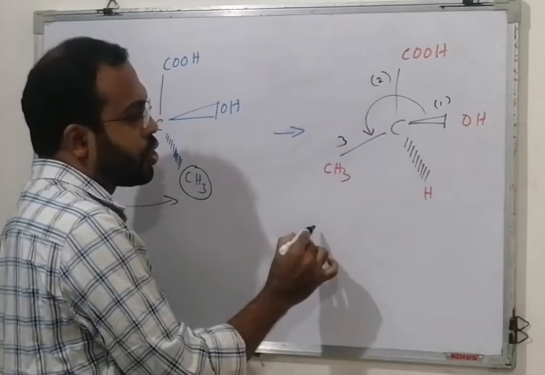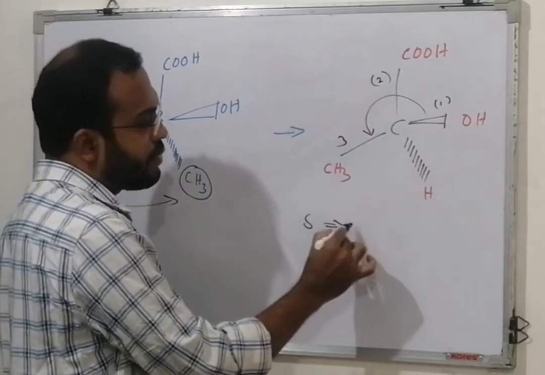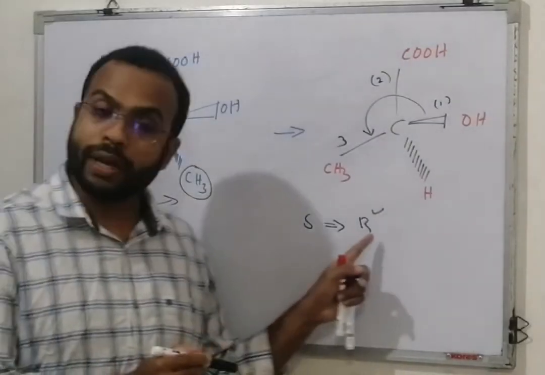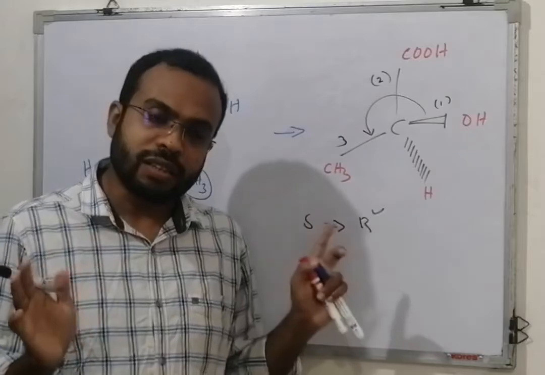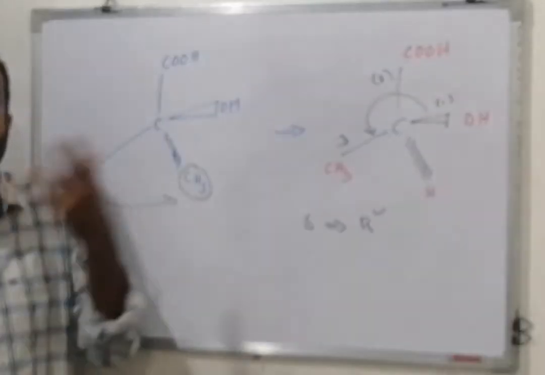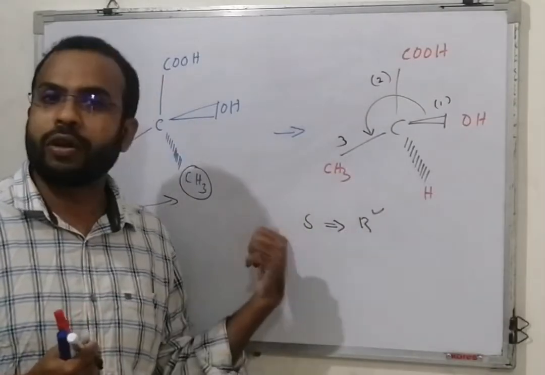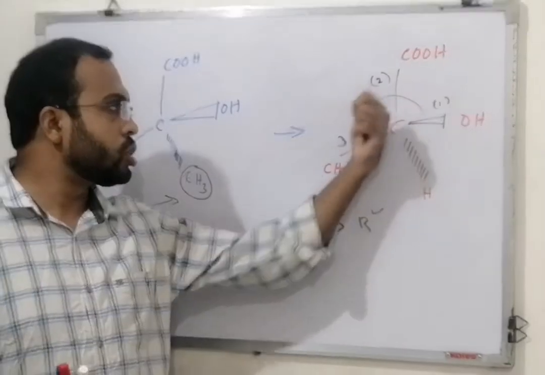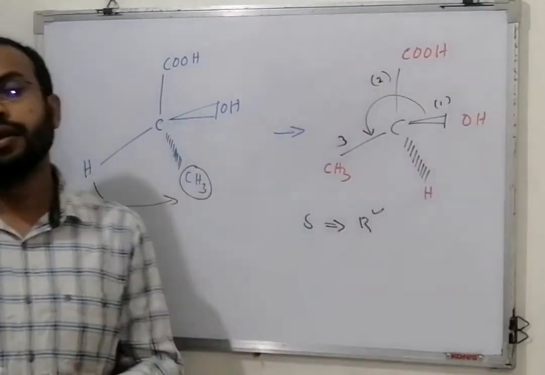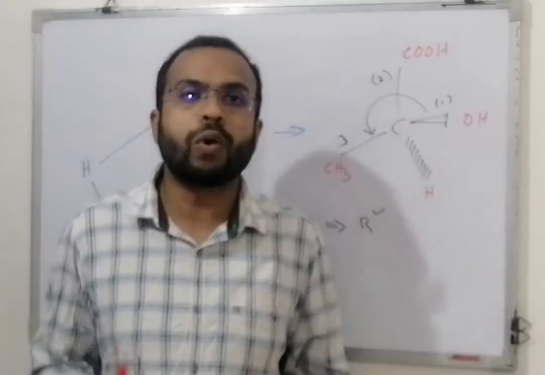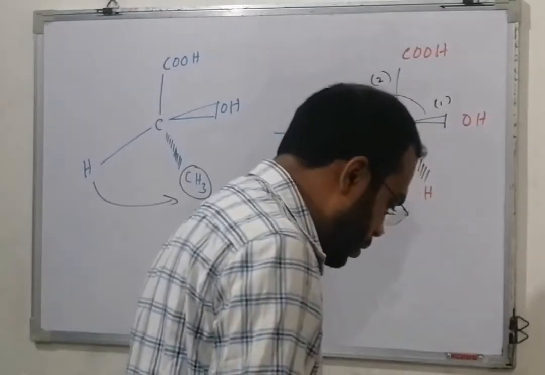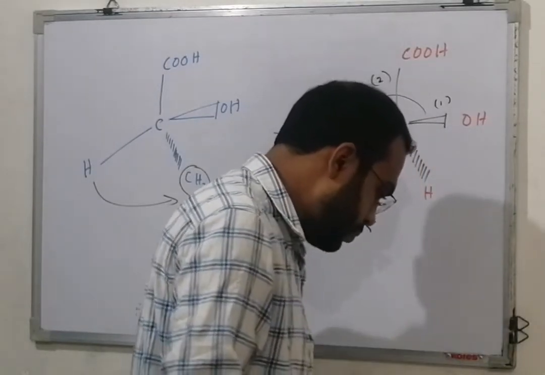What did you get? This is S, but this S is after exchange, therefore the actual configuration is R. You have to write the answer R, okay? Please write the answer R. Suppose in the JAM question, what is the actual configuration? You have to write R, don't write S. Why did I write S? Because the direction shows you S, but that is not the actual one. The actual one is R.